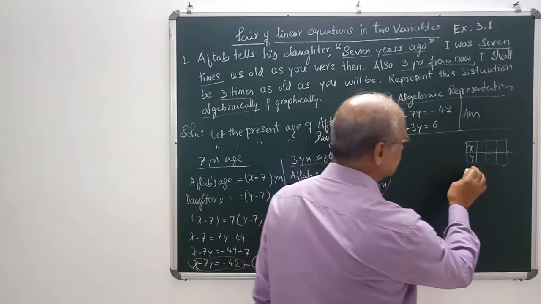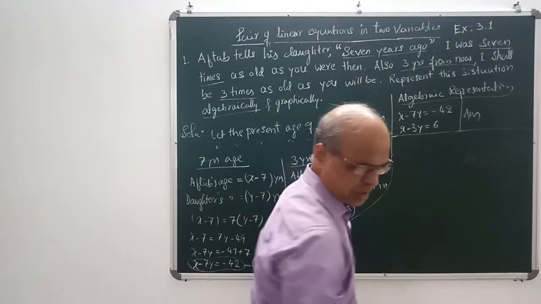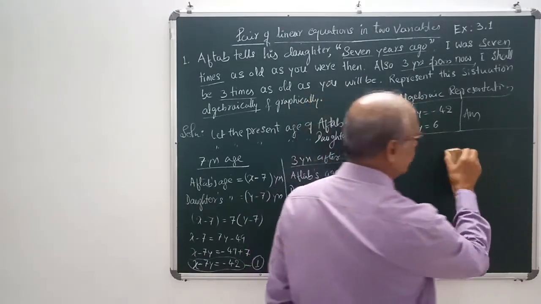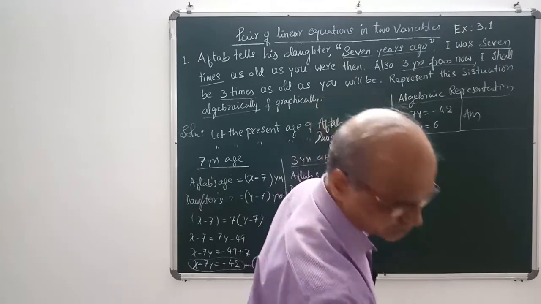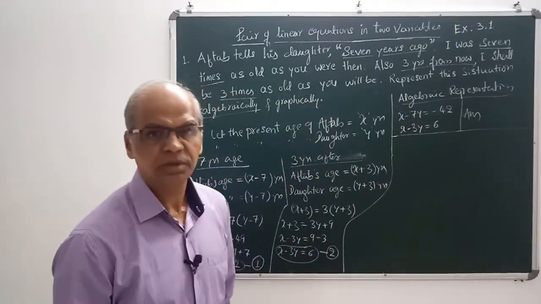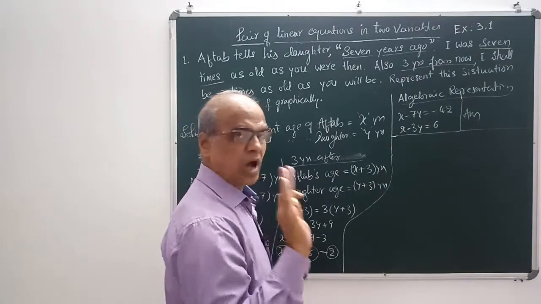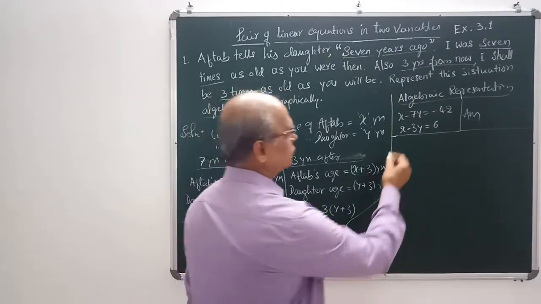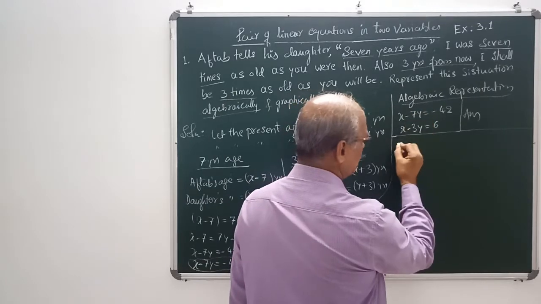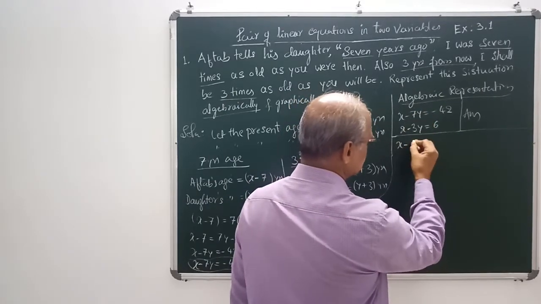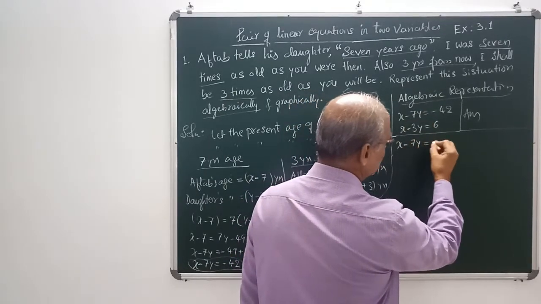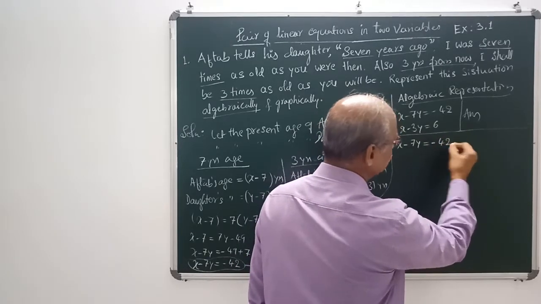Okay, now we will prepare this table, right? How to prepare the table I will tell you. This part is very important because after this chapter I am going to give you homework again, that I am going to tell you after the completion of this chapter. Now you see what I do. I will take this equation, x minus 7y is equal to minus 42, right?